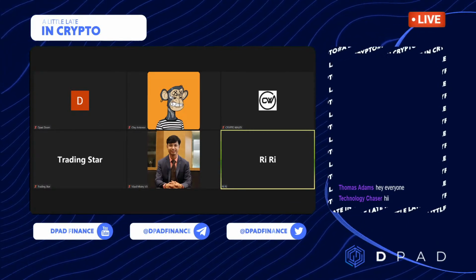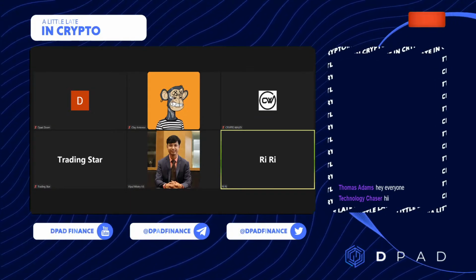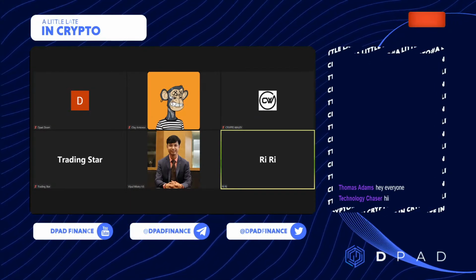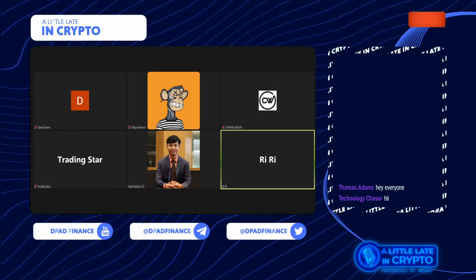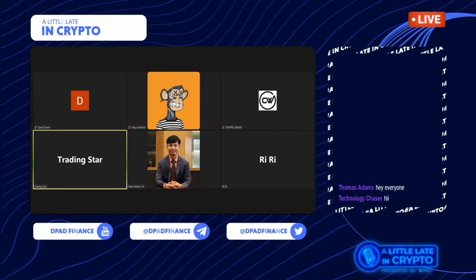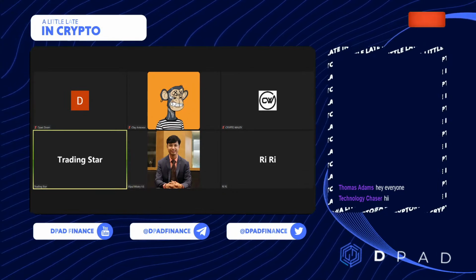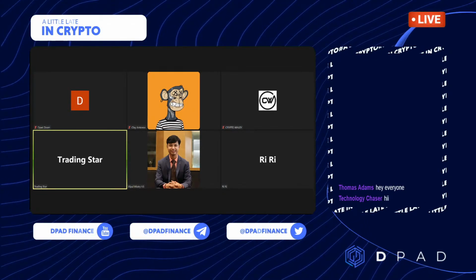Who else would like to add what is important for a project to look at when they are selecting their launchpad or launchpads? One more factor I would like to add could be the total market cap, or the market cap of a particular launchpad.